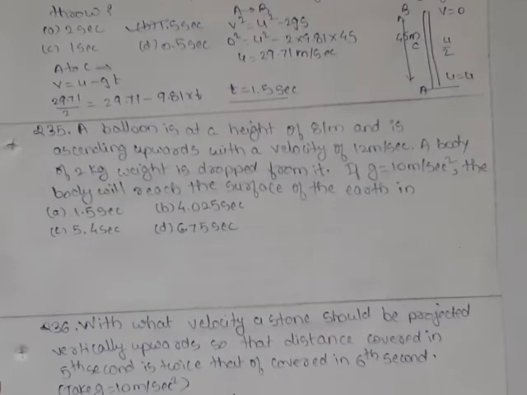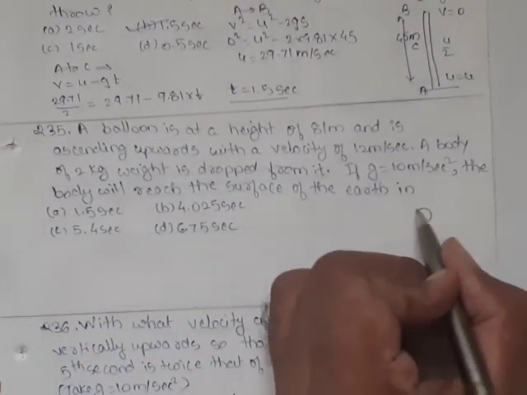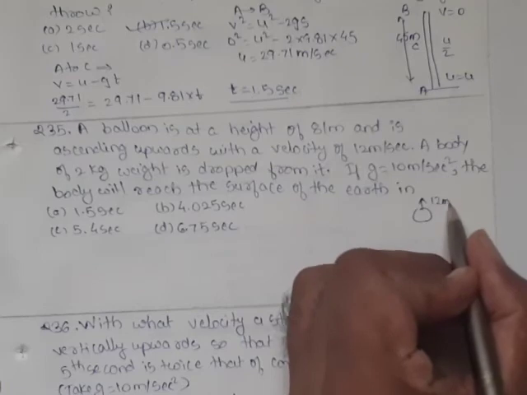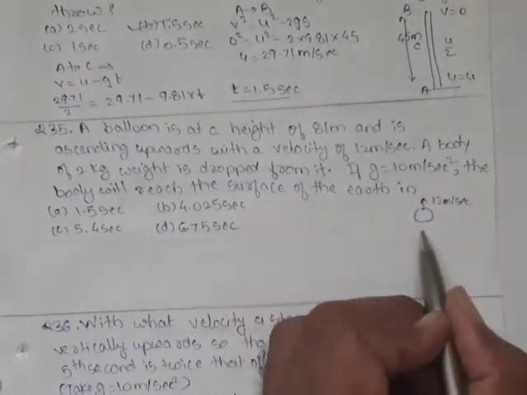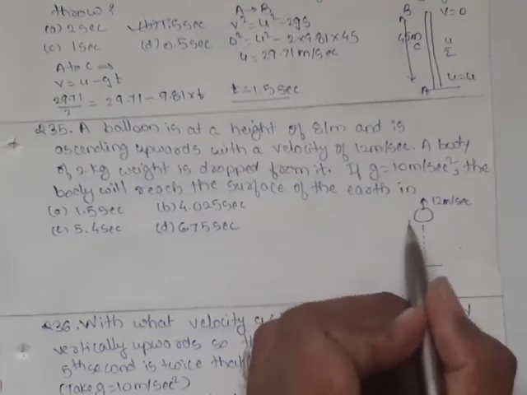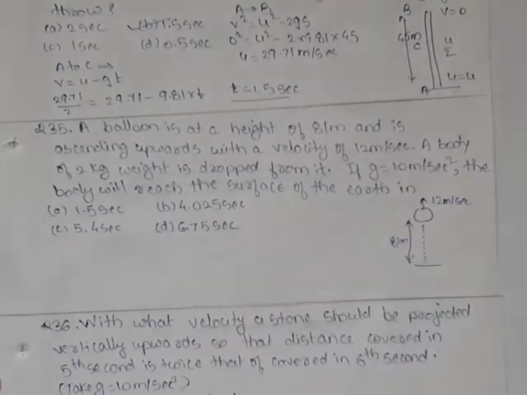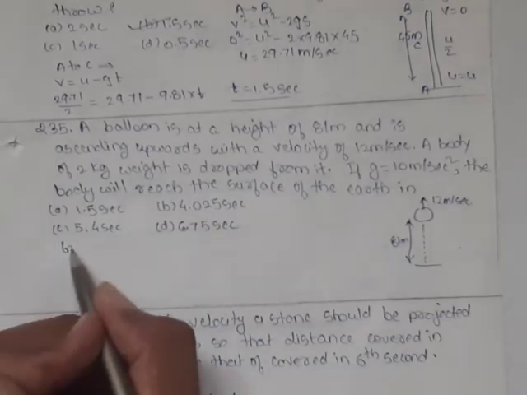Now question 35. A balloon is at a height of 81 meter and is ascending upwards with a velocity of 12 meter per second. A body of 2 kg weight is dropped from it. If g equals 10 meter per second square, the body will reach the surface of the earth in. So here the balloon is ascending upward and the body is thrown, moving downward. If we draw the figure, this balloon is moving upward with 12 meter per second, whereas the body is thrown and it travels 81 meters to reach the ground. So here we are talking about the body, not about the balloon.